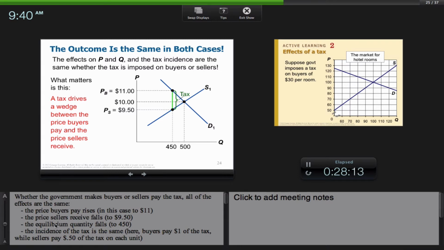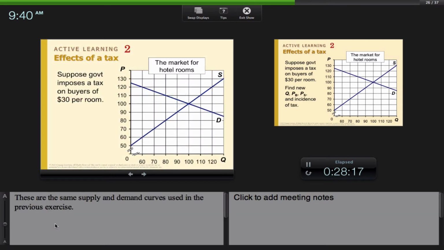Shall we apply it? No. Oh, yes. Sorry, we don't have enough time. We only have 7. Hey, let's go to Florida and rent a hotel room. Okay? A tax of $30 a room.